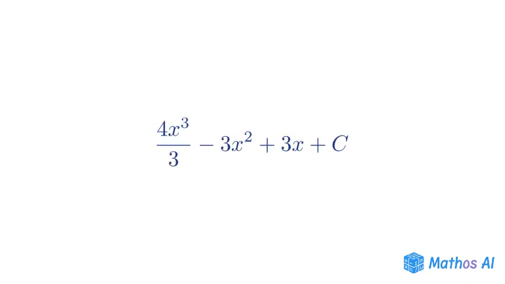And there you have it. The integral of 4x squared minus 6x plus 3 is 4/3 x cubed minus 3x squared plus 3x plus c. This means we've found the general form of the function, whose derivative is our original expression.